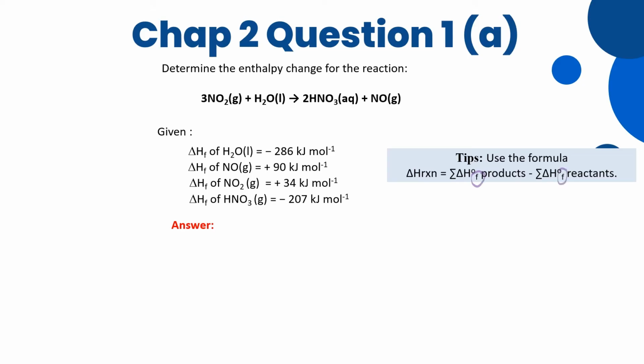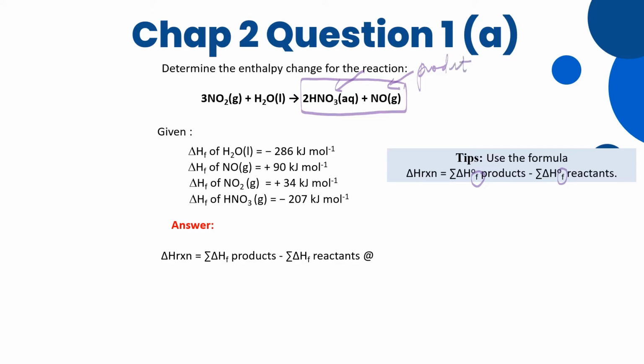So this equation is known as delta H reaction equal to summation of delta H formation for all the products minus summation of enthalpy change of formation for all the reactants. So how to use this equation? You need to recognize which are the products here. In this equation, there are two products, which are written at the back of the equation, and there are two reactants written in the front of the equation.